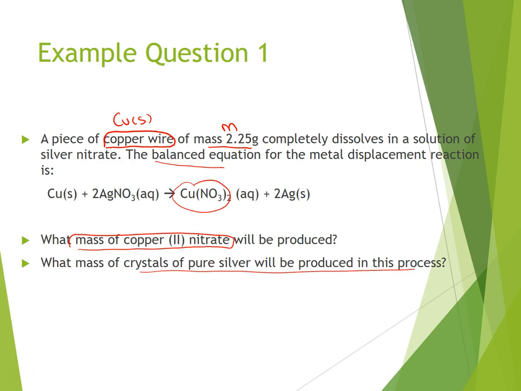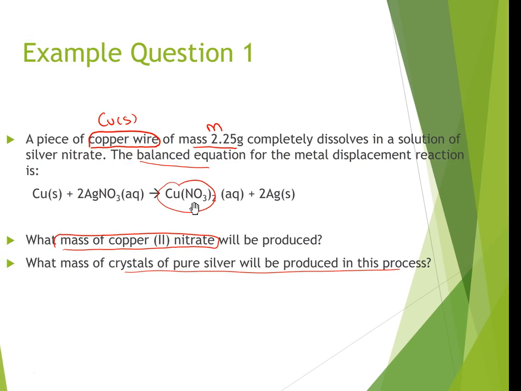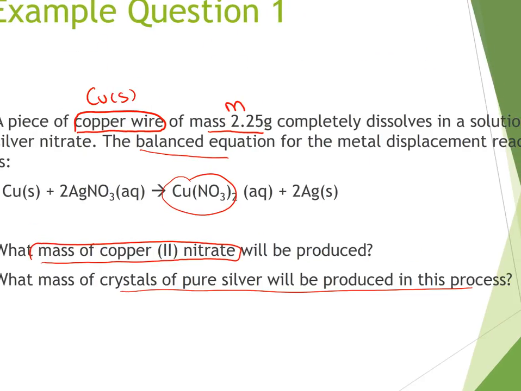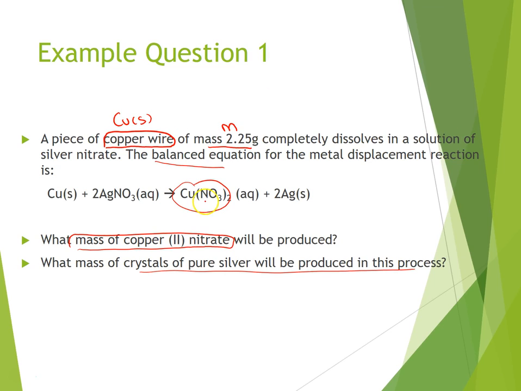If you think about this, we want to find the mass of copper nitrate. What we're after here is the mass of this one, but we don't know the mass of that substance. What we know is the mass of copper. So we need to work out a relationship between these two things here. So let's have a look at how we can do that.